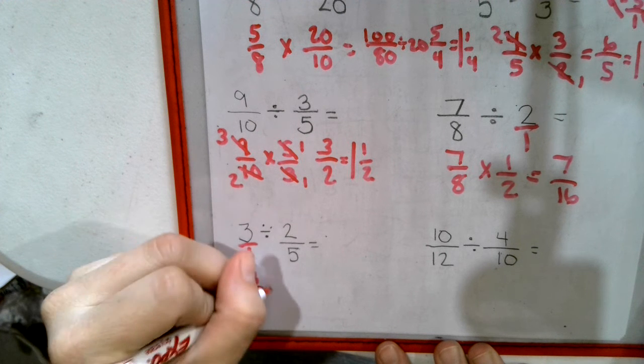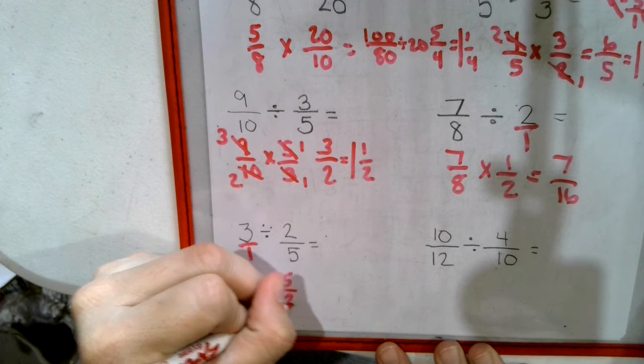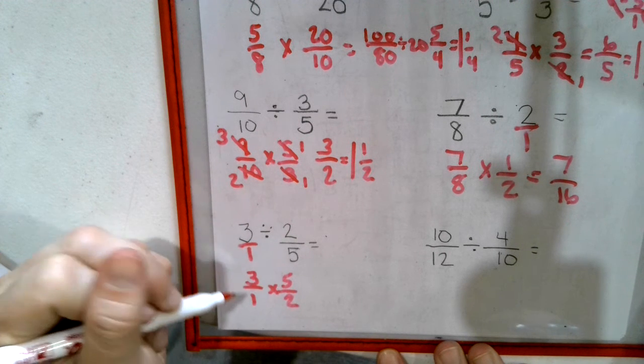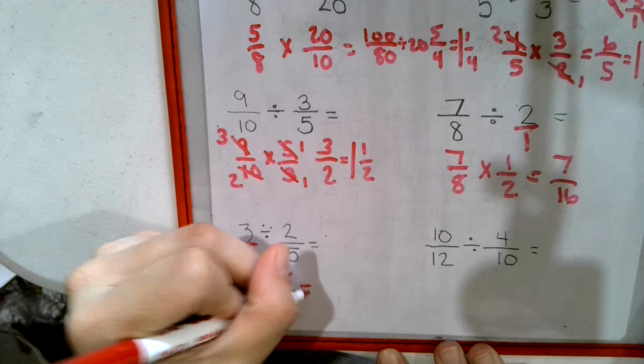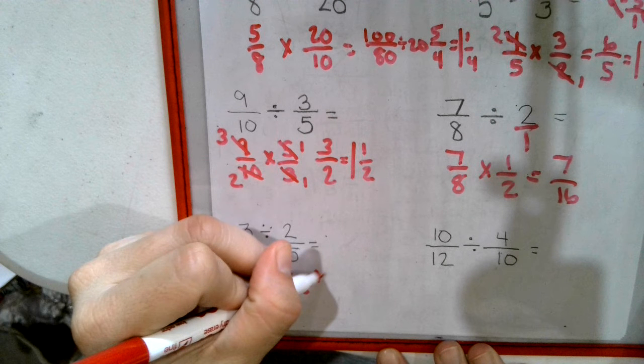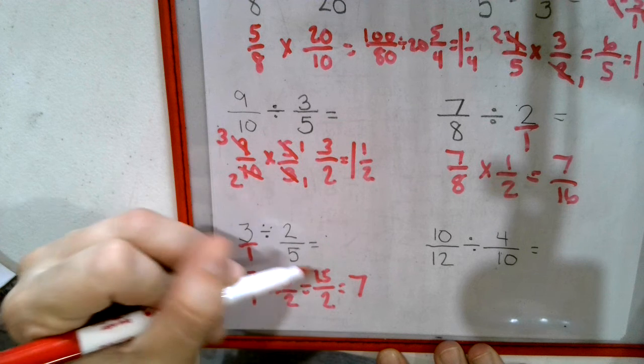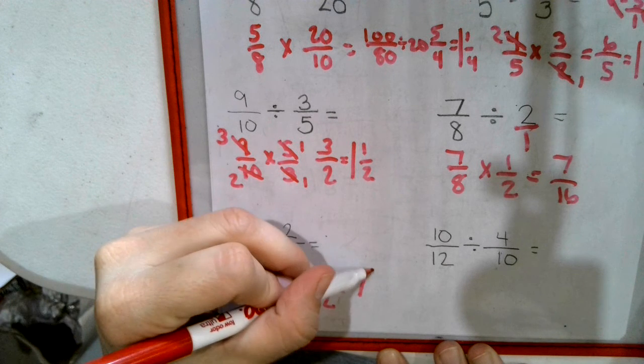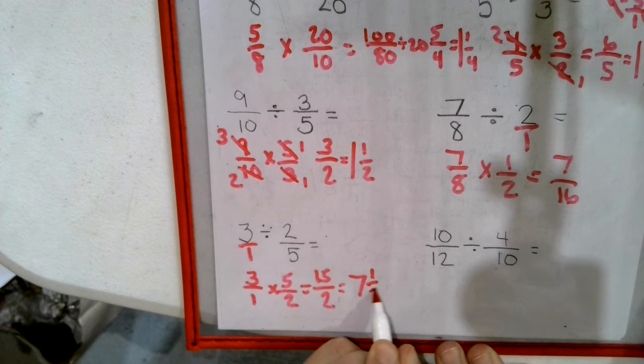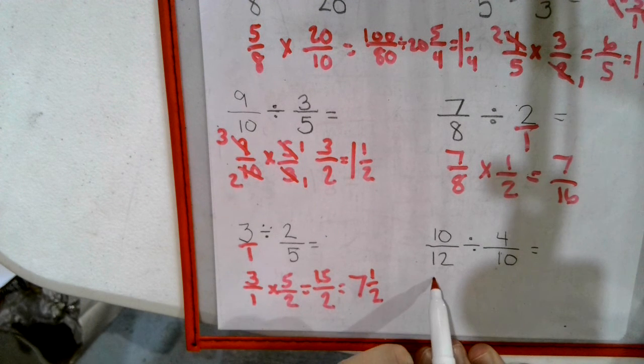All whole numbers go over 1. Bring down the left, change the sign, flip the fraction. No diagonals in common, straight across. 15 over 2. 2 goes into 15 7 times to make 14. There's 1 left over from a 15. Denominator 2.